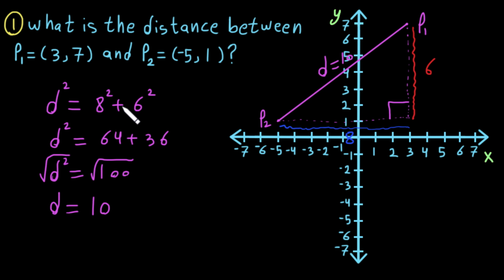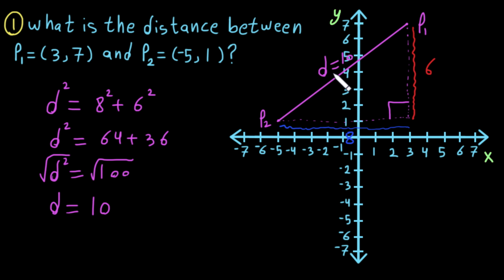And of course, you can find it another way. Instead of writing D square equals 8 square plus 6 square, you can write D equals immediately the square root of 8 square plus 6 square, taking the square root at the end right here. Immediately, you will get the answer as 10. You can do it like this or like this, which is equivalent. So the distance between P1 and P2 is 10.